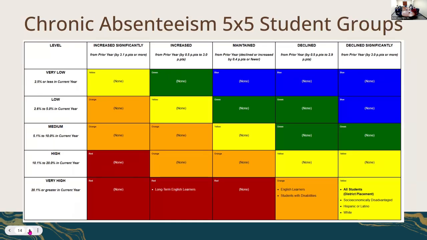And our long-term English learners are students that have just not redesignated for six years or more. So they're generally going to be our middle school and our high school students. That is a small group, but it is a student group that we're really focused on supporting because we really do want them to redesignate.